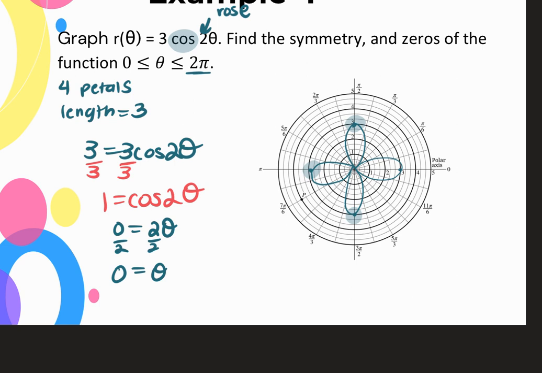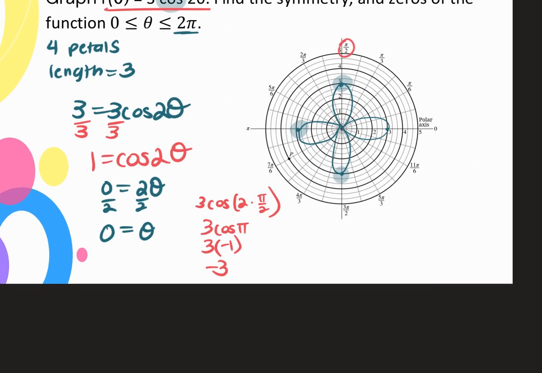Plug in pi over 2, pi, and 3 pi over 2. So if I plug in pi over 2 into my original, not set equal to, but plug in, 3 cosine 2 times pi over 2, 3 cosine pi. Cosine pi is what? -1. So when my angle is pi over 2, my R is -3. Is that inconsistent with my graph? No, it's just that point, right? That would be -3 at pi over 2.